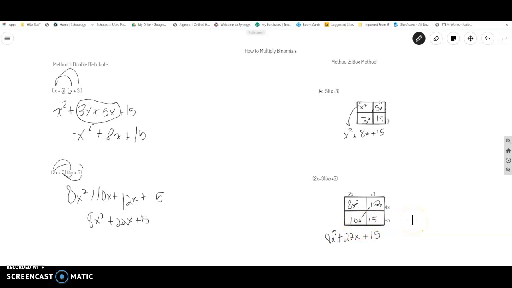Okay, so there you go. There's two different methods to multiply binomials. You can choose whichever one you like the best, whichever one you think is the easiest. The double distribute is nice for binomials. The box method is nice if you like to keep organized, and personally, I think it's better for when you have to do a binomial times a polynomial, but it's whatever you prefer.